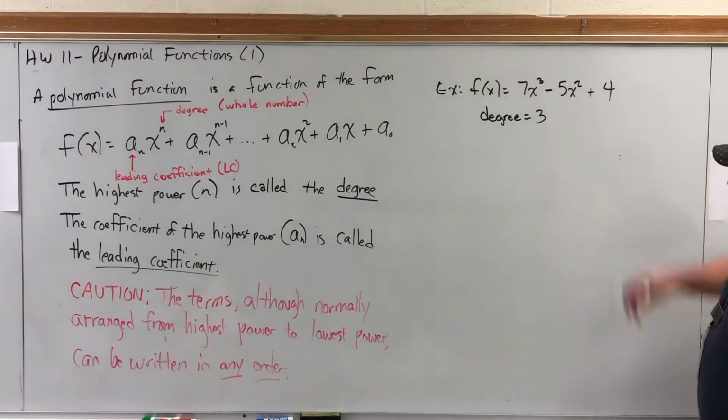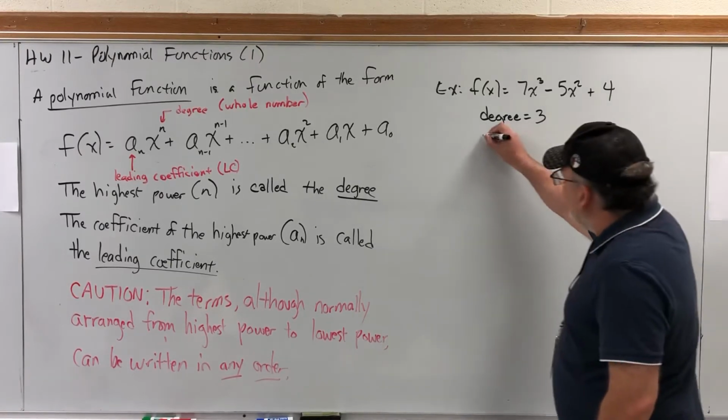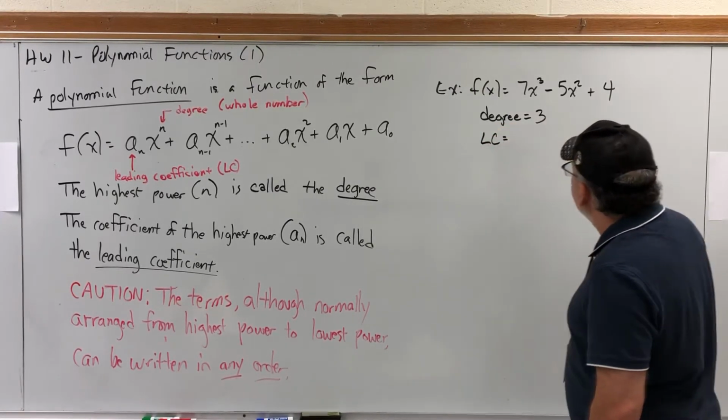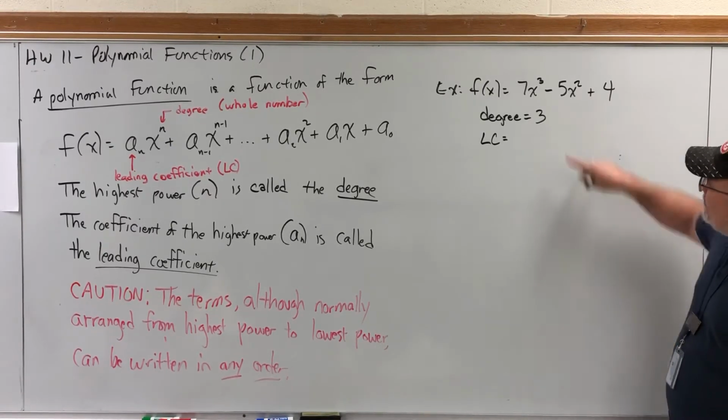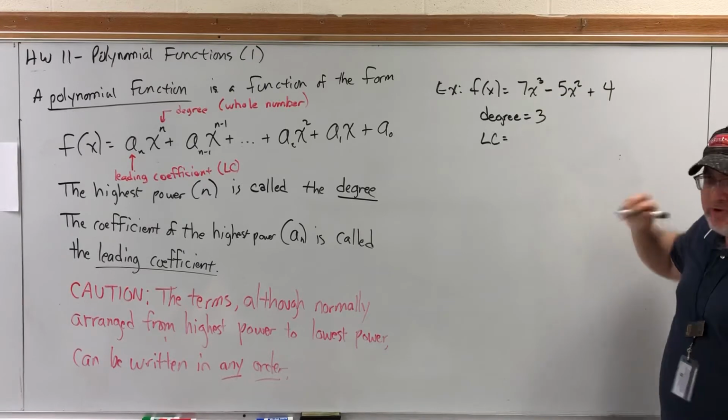For this polynomial function, the degree is 3, but what is the leading coefficient? The leading coefficient is the coefficient of the highest power. The highest power is x to the third, so the leading coefficient is 7.